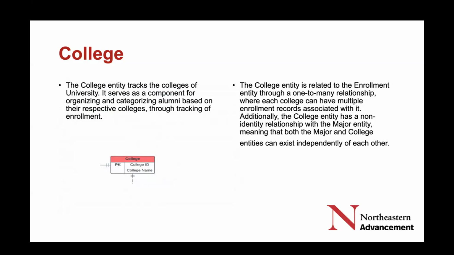So college has college ID and college name, but the primary key is college ID, which captures the identity of the college for alumni. Additionally, it has a relationship with majors, meaning that both the major and college entities can exist independently of each other. Can you move on?